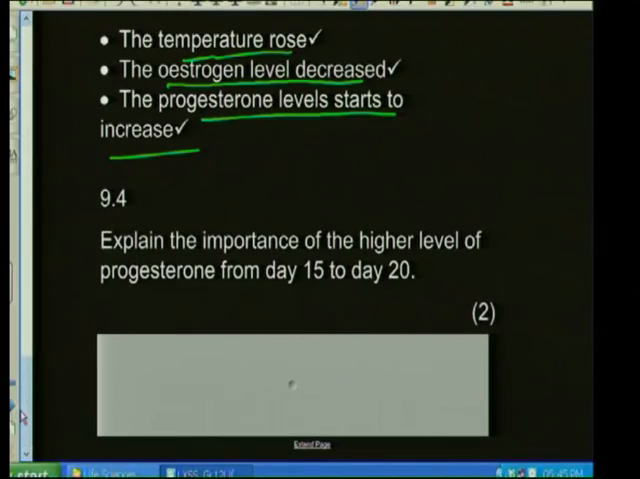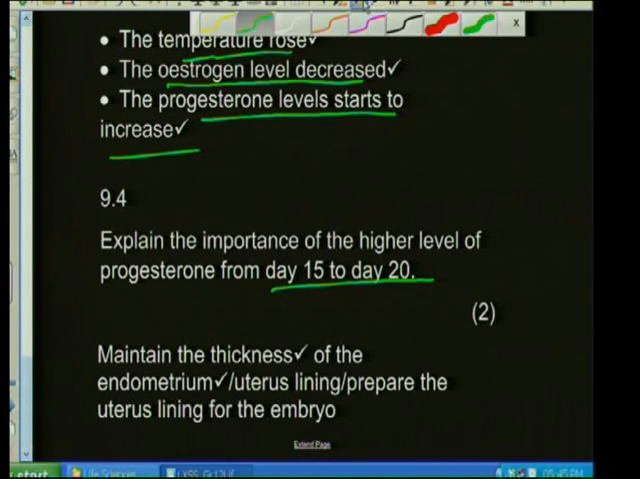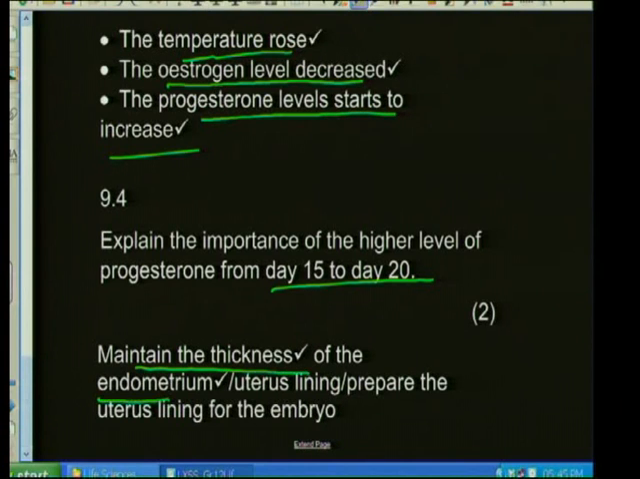Explain the importance of the higher level of progesterone from day 15 to day 20. Again, coming back to progesterone, we've asked this a million times already. Why? The answer is still the same. Can you see the context of the question is different, but the answer is still the same. Maintain the thickness of the endometrium to prepare the uterus lining for the embryo, and also to suppress FSH so that no more follicles must be developed.